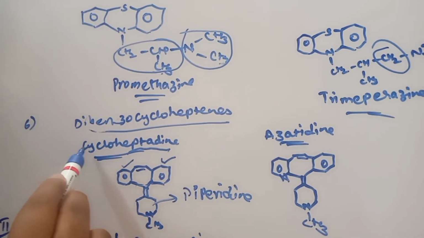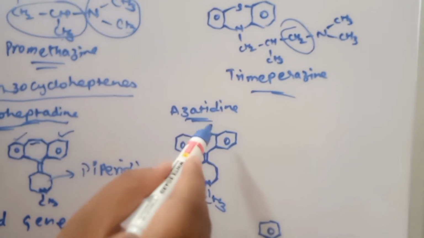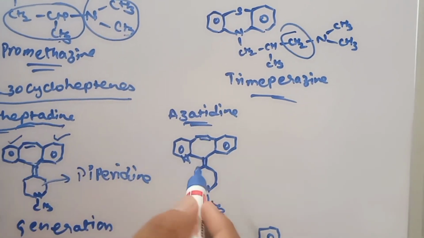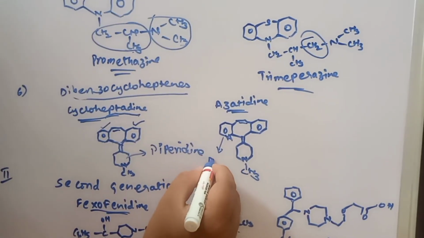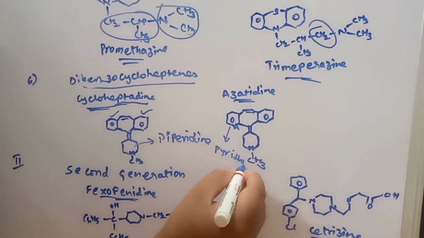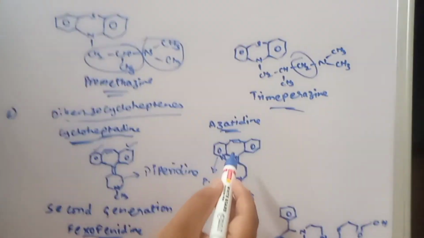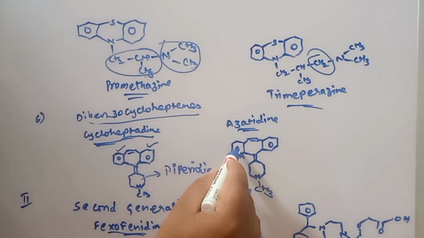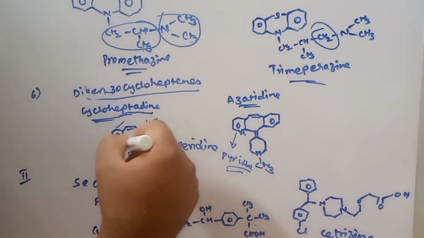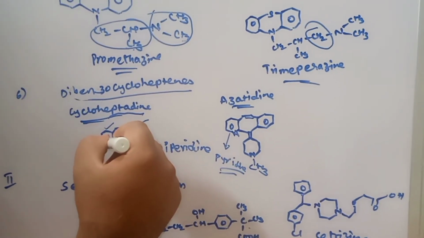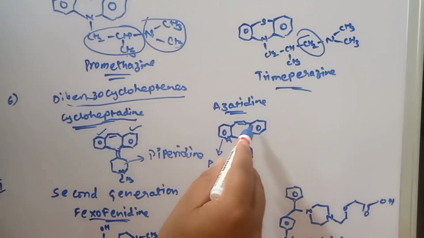So the cycloheptadine example is cyproheptadine, dibenzocycloheptadines. In this you get a class, cyproheptadine. The second example is azatadine. The difference between azatadine and cyproheptadine is here both are benzene, but here one is pyridine. But still it comes under the class of dibenzocycloheptadines. Exception case, that's it. Here one of the benzene rings is replaced with pyridine. Bioisosteric replacement. Carbon with CH is replaced by N. CH valence electron is 3, nitrogen valence electron is 3. Rest of structure remains the same.